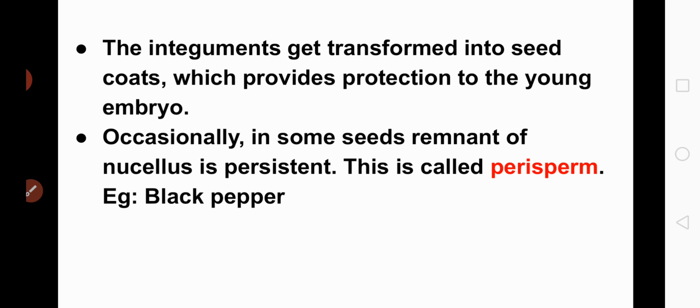Occasionally in some seeds the remnant of nucellus is persistent, and this is called perisperm. What do you mean by endospermic seed, and what is the function of endosperm? The endosperm provides nutrition to the developing embryo, right? So endospermic seeds possess a small portion of endosperm at maturity. That means the endosperm tissue is not completely utilized by the developing embryo.